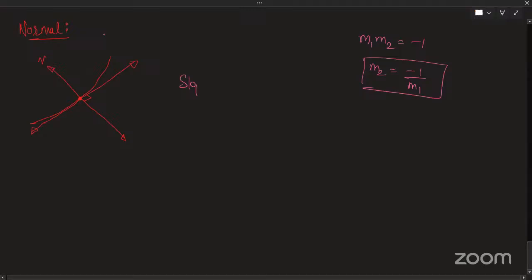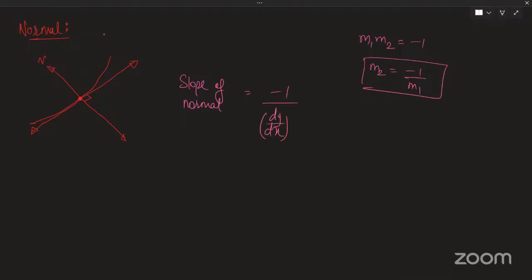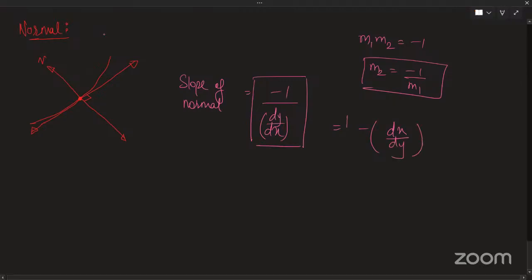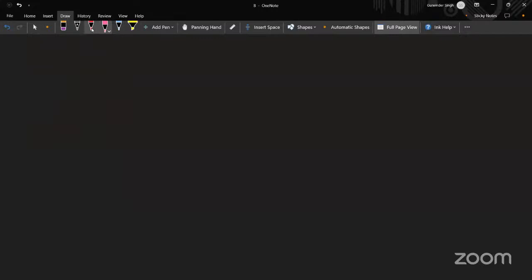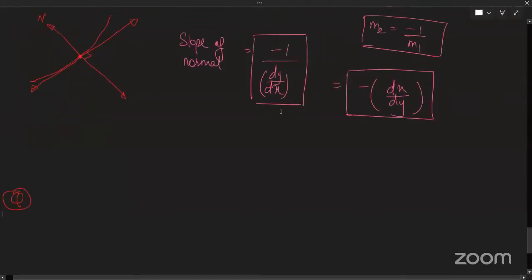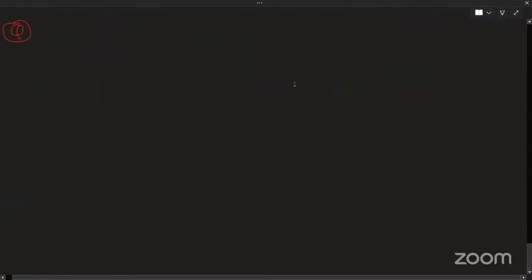So the slope of normal is minus 1 by dy by dx, right? Minus 1 by dy by dx. Or in other words, it can also be denoted as minus of dx by dy, right? If you have your function x in terms of y, it is easier to calculate dx by dy rather than dy by dx. Both of them have the same meaning. Fine. So let us directly give it a try. All you need to do is calculate dy by dx or the value of dx by dy and then substitute it. You'll get your slope of the normal.